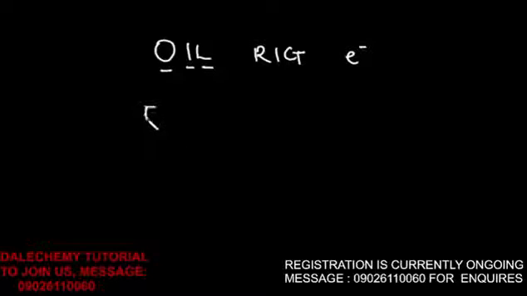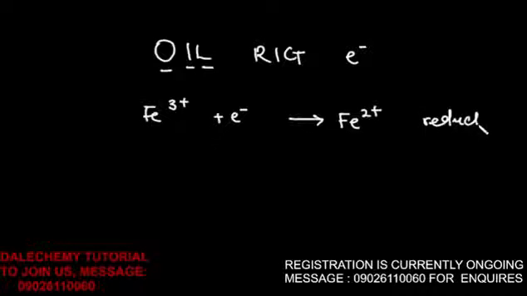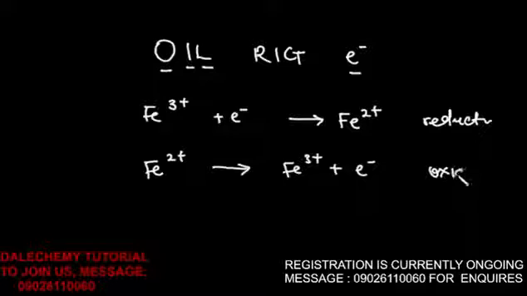So reactions like Fe3+ plus e- to give Fe2+ would be a reduction reaction because it involves the gaining of electron. Now reactions like Fe2+ to give Fe3+ plus electron is actually an oxidation reaction because it involves the loss of electron. So it has lost one electron.